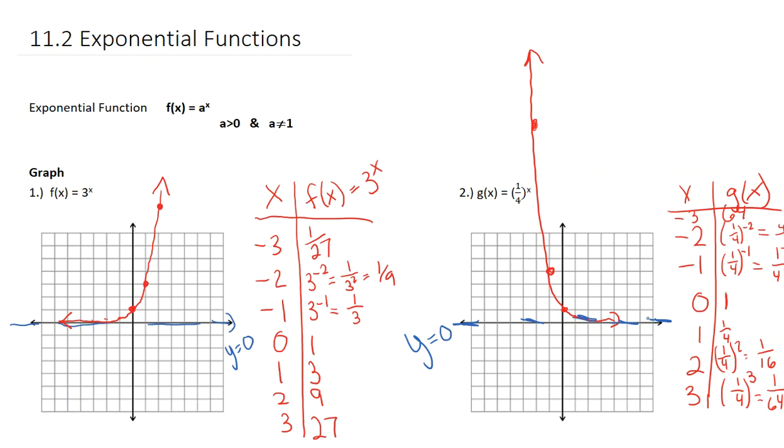But notice the shapes of the two. In number 1, I start low and it goes high. And in number 2, it goes high and then goes low. We're going to come back to that once we see a few more patterns. So just keep that in mind as we keep going.